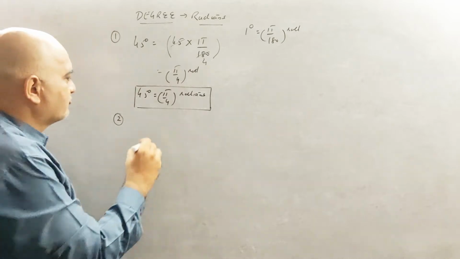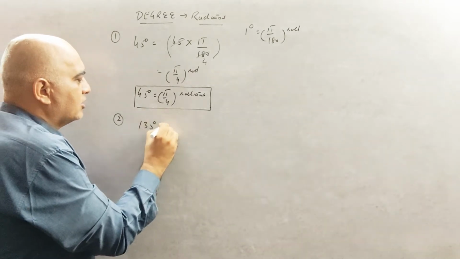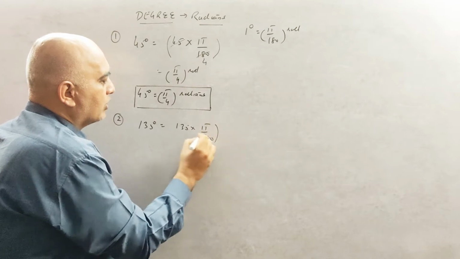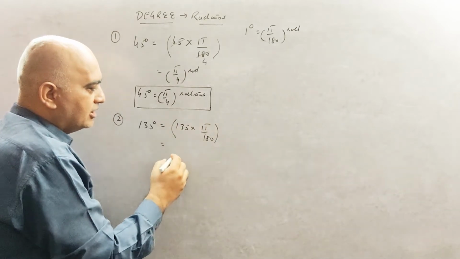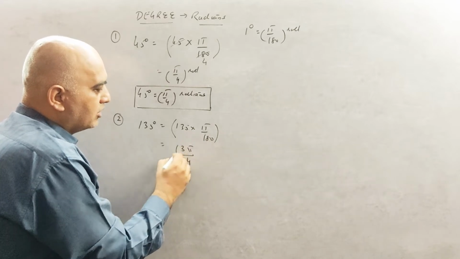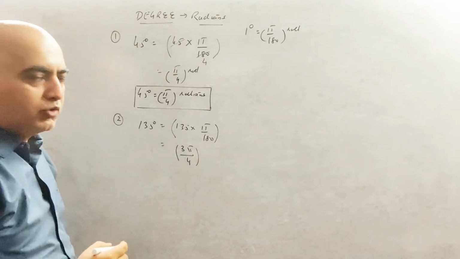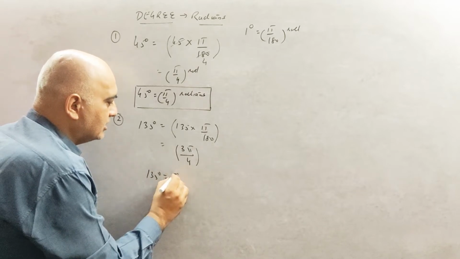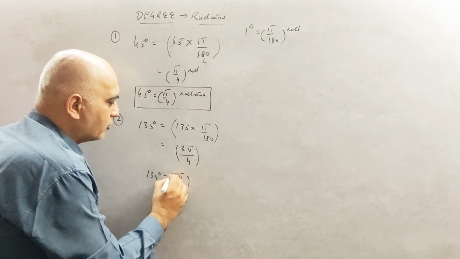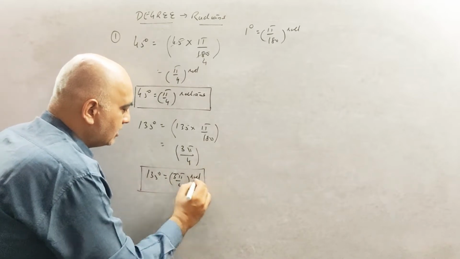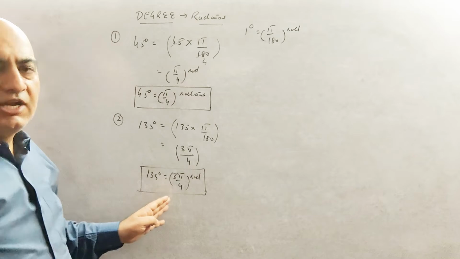This is our first condition. And second, suppose 135 degrees. So 135 degrees is taken as 135 into pi upon 180 again. You can cut this, 45 into 3 and 45 into 4. We obtain 3 pi by 4. So 135 degrees can be written as 3 pi upon 4 radians. So in this way, we can convert simple degrees into radians.